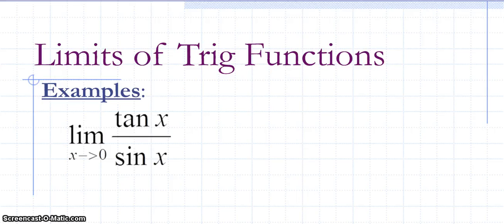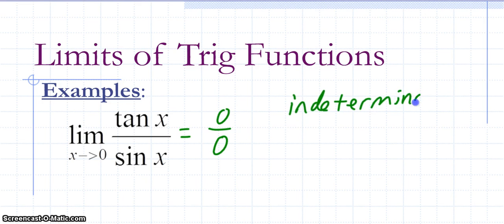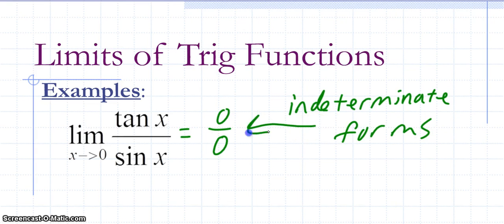Okay, I want you to evaluate the limit as x goes to 0 of tangent of x over sine of x. I will give you a hint. You're going to want to use some trig identities, because when we first do direct substitution, we get 0 over 0, which is one of our indeterminate forms. So we need to do something else. Use your trig identities, help yourself, and then find the limit. Pause the video, unpause when you're ready to check your work.